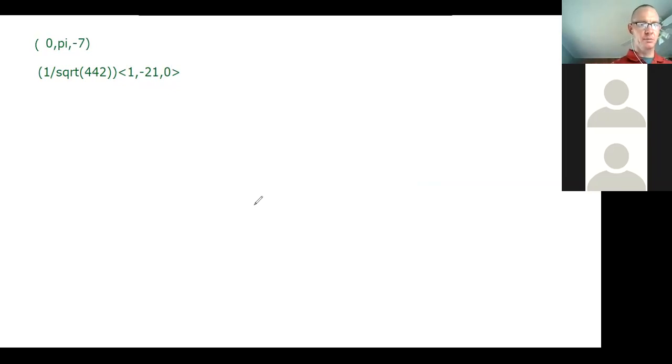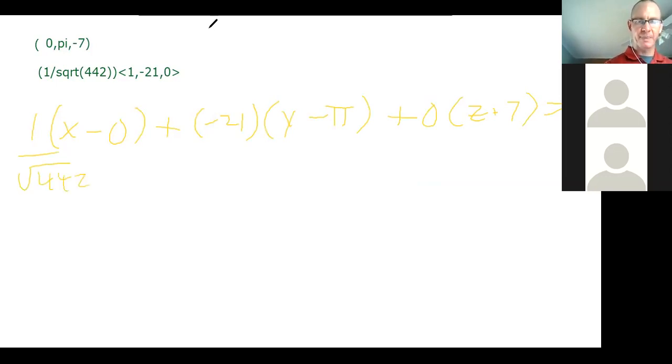So writing it out, 1 x minus 0 plus -21 y minus pi, and again plus a 0, z plus 7 equals 0, and then this will be over the square root of 442. But again, we'll be able to multiply by that square root of 442 and they'll disappear. So it's x minus 21y equals -21 pi.